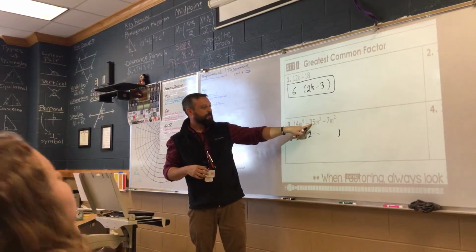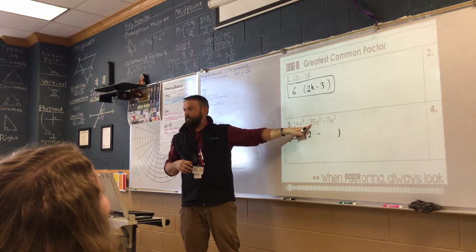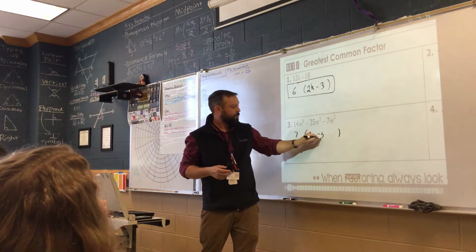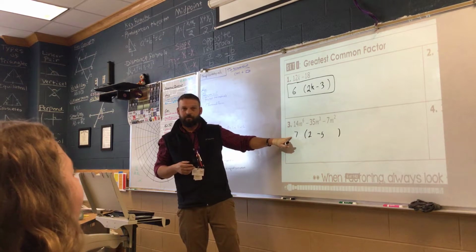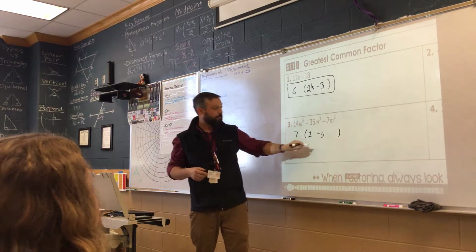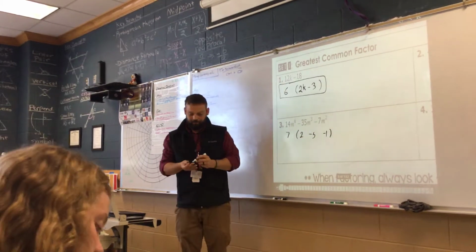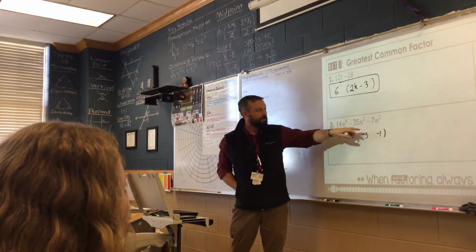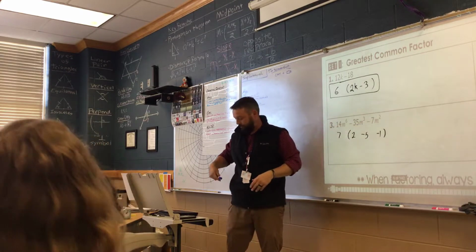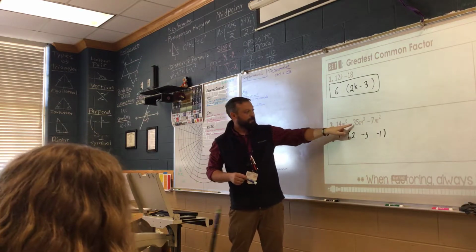What times 7 gives me negative 35? Negative 5. And, oh, this will be a hard one. 1. Careful. Careful. Negative 1. Well, 7. What times 7 gives me negative 7? Negative 1. All right, now let's look at the M's.